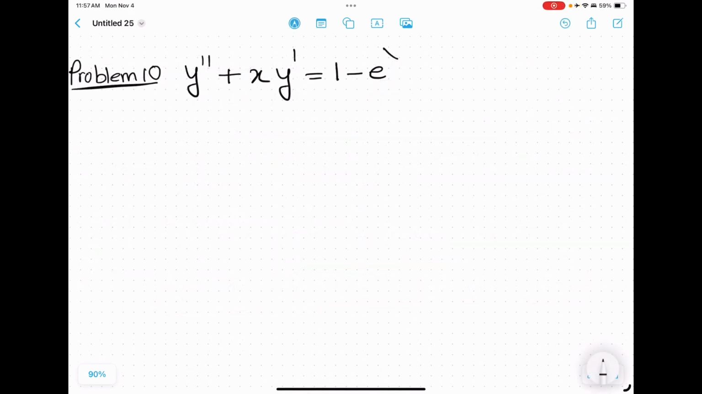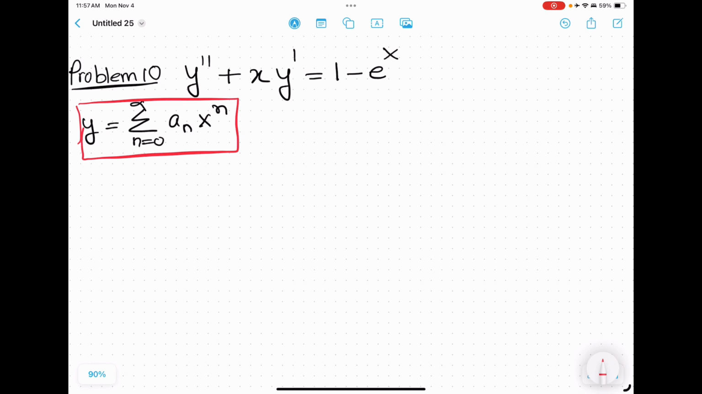So in today's problem, we have y double prime plus x times y prime equals 1 minus e to the power x. Okay, so now doing our first step, which was substituting our y's with our power series representation. So we know that we have our y, which is the summation n equals 0 to infinity of a sub n times x to the power n. And we already know that falls under our red box.